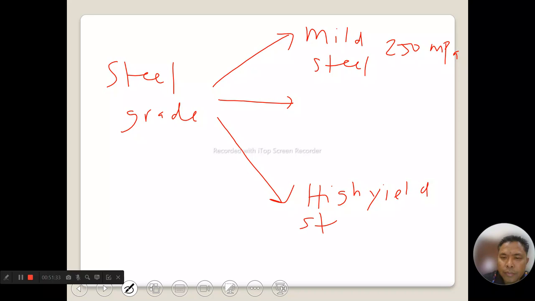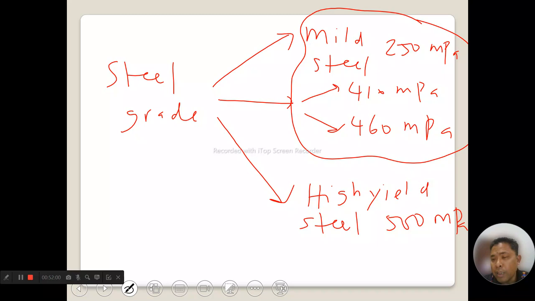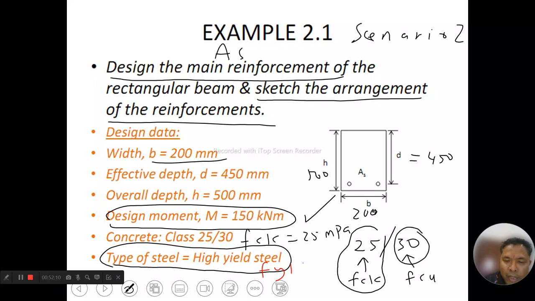Besar, dua kali ganda, kuat daripada yang mild steel tu. And saya tak tahu nak namakan apa yang di tengah ni sebab kita ada dua grade lagi kat sini, which is 410 megapascal and 460 megapascal. Okay, zaman saya dulu kita biasa gunakan besi ni. Tapi zaman sekarang, zaman Euro Code 2, dia nak you gunakan besi ini saja, high yield steel. So bila dia kata kat sini high yield steel, meaning that you punya FYK is always 500 megapascal automatic. So lupakan tentang yang 250 dengan 410 dengan 460.